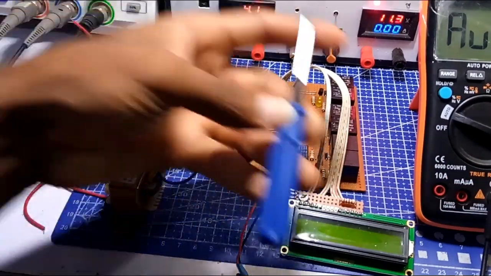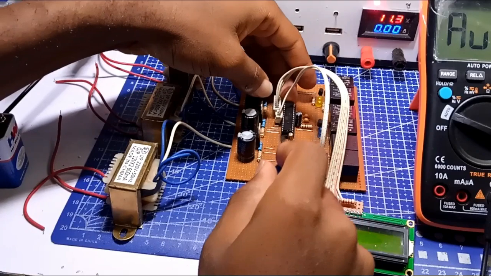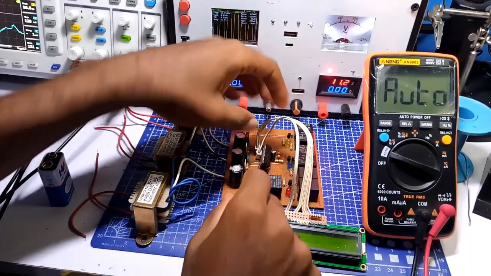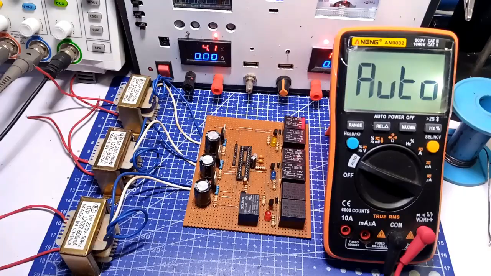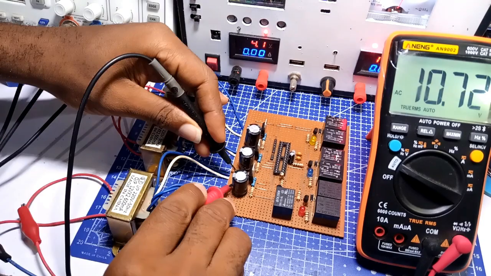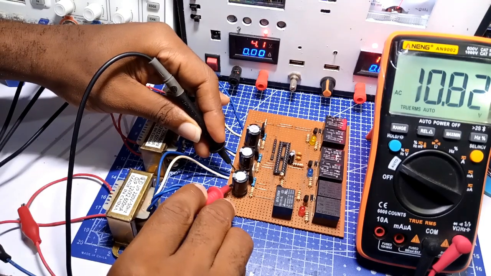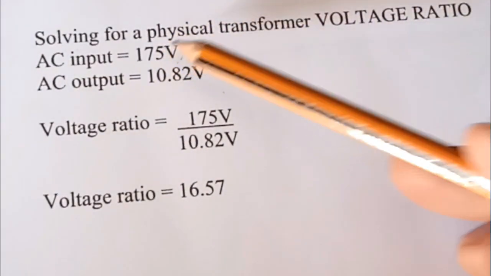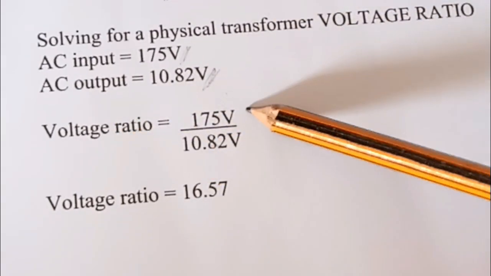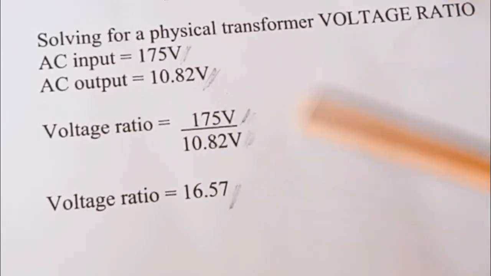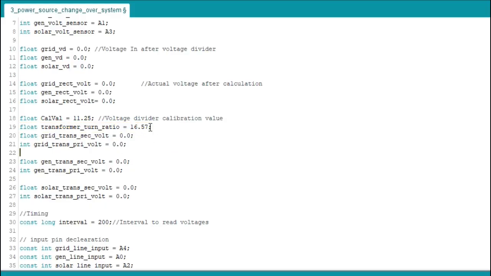Now, to find my turn ratio, I remove every other component, including the microcontroller, so that it does not affect the reading I'm going to be getting on my transformer. Powering the transformer, I have my AC input as 175 volts, while the output AC voltage is 10.82. Now, computing this reading, I have my voltage ratio as 175 volts divided by 10.82, and that will give me 16.57, and this is my voltage ratio.